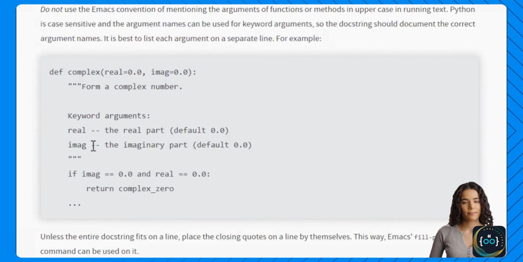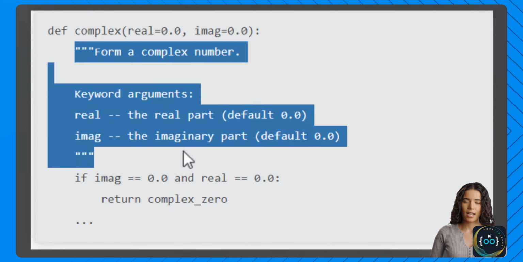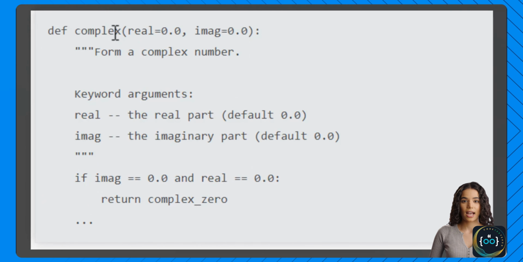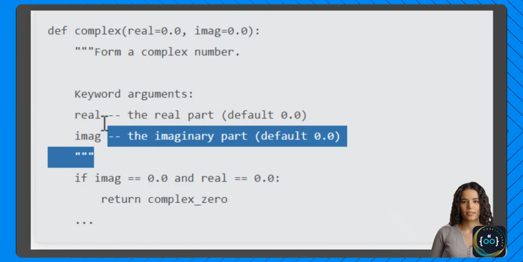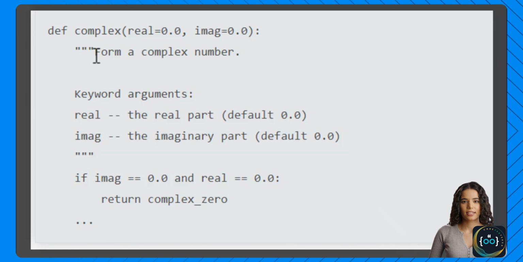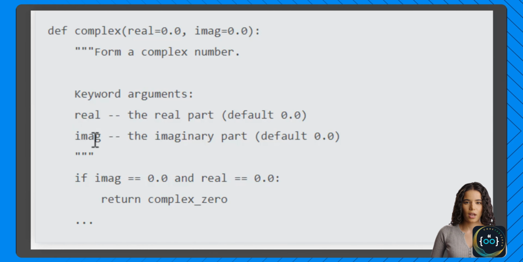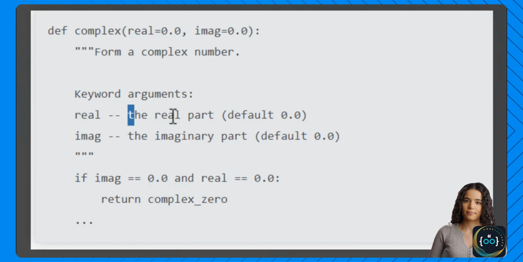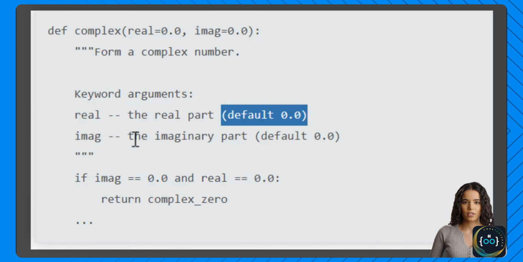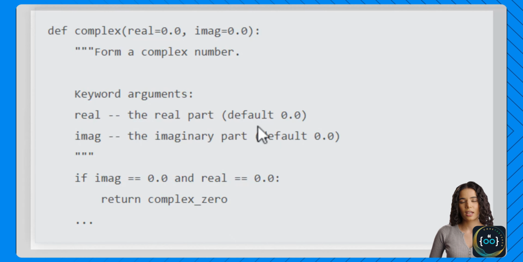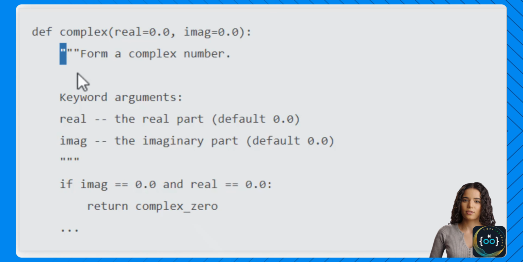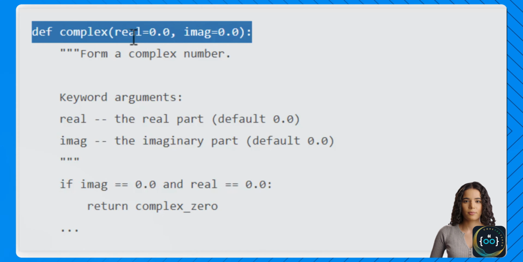Okay, so right here we can see this example of a docstring in the documentation. We have a function complex. We can know how the function works and what arguments it takes just by looking at the documentation, the docstrings. We know that it forms a complex number, and it has two keyword arguments, real and imaginary. The real part of the number, which by default is 0.0, and the imaginary part of the number, which by default is 0.0, okay? So this is basically giving us a human-readable, user-friendly description of its behavior, arguments, and return value.